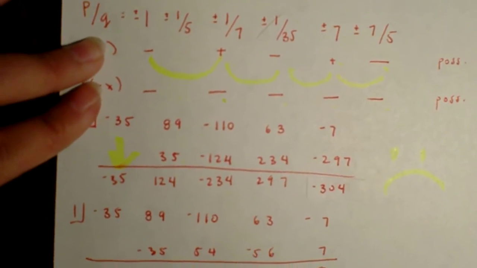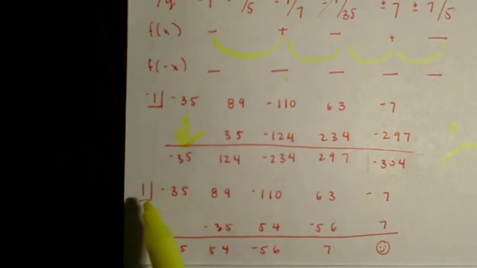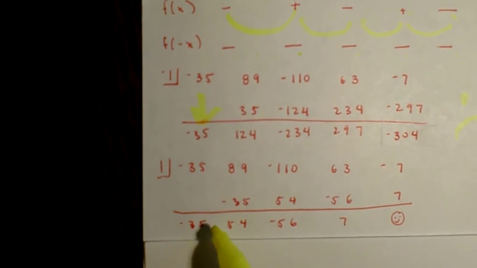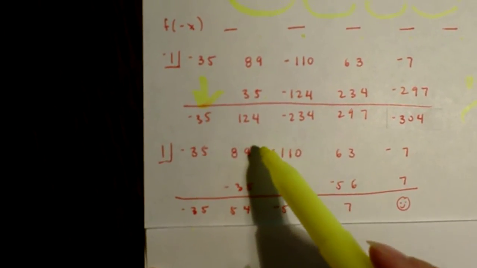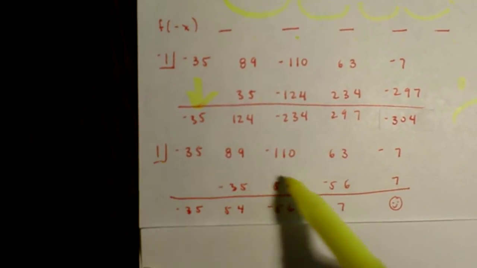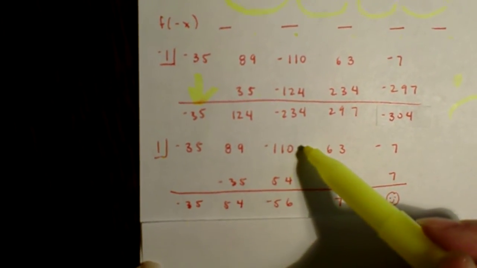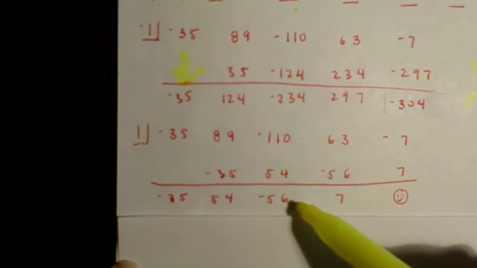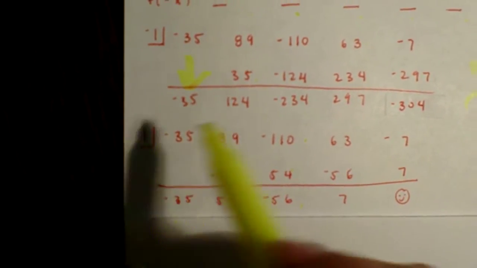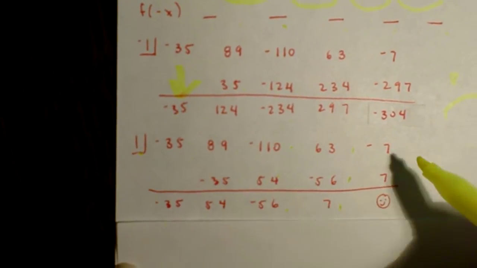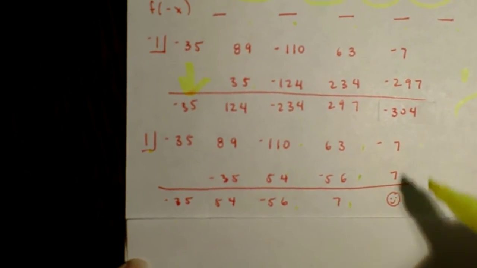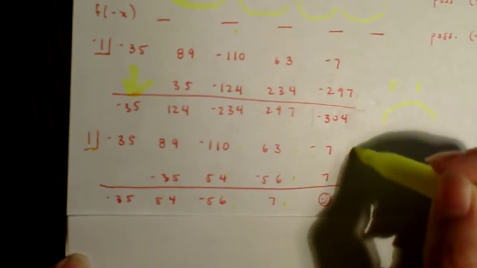So let's try a positive number, and let's try 1. So we bring down the negative 35, multiply that by 1, gives us negative 35 plus 89 is 54, times 1 is 54, plus negative 110 is negative 56. Negative 56 times 1 is negative 56, plus 63 is 7. 7 times 1 is 7. Add that to negative 7, and that gives us 0. This is a 0 here.